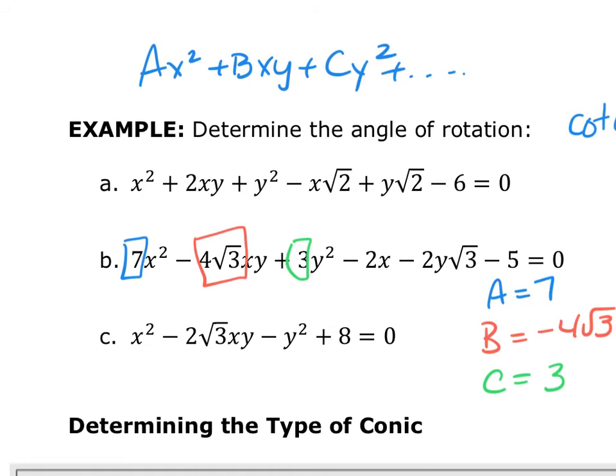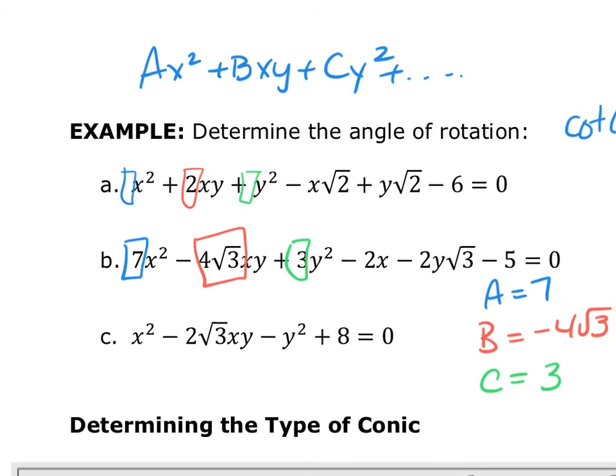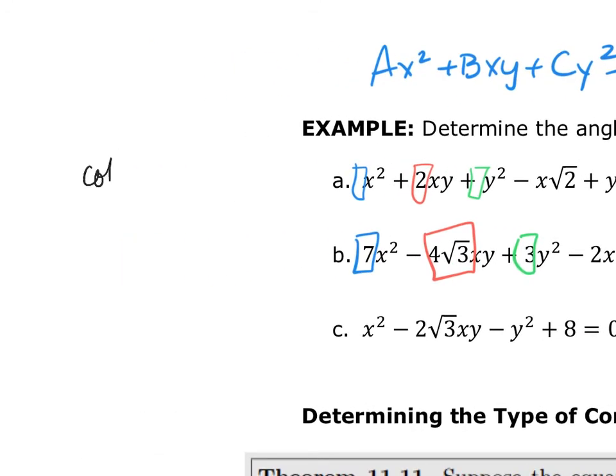Taking a look at A, we pull off our A is 1, our B is 2, and our C is 1. So what we end up with is the cotangent of 2 theta is going to be 1 minus 1 over 2. So in other words, I get 0. So then I look on my unit circle to determine where the cotangent is equal to 0. So 2 theta is going to equal pi over 2 plus pi k.